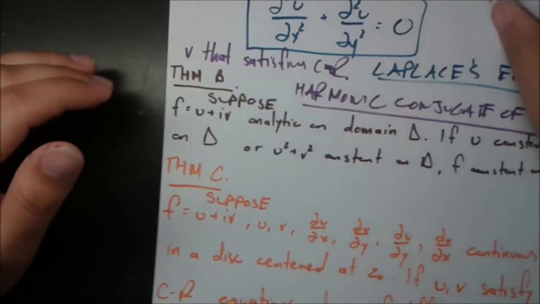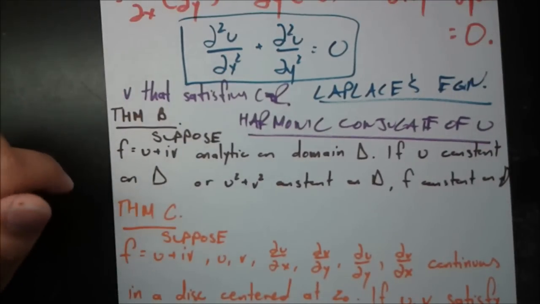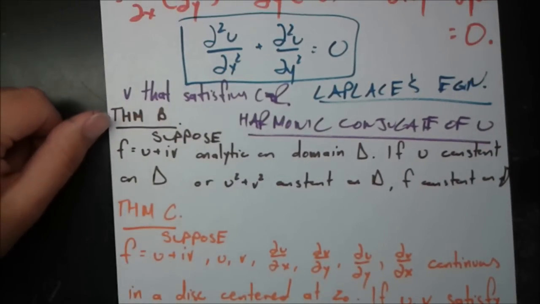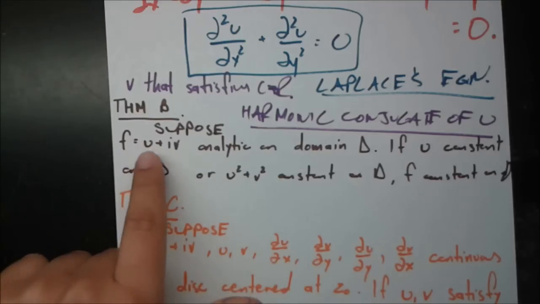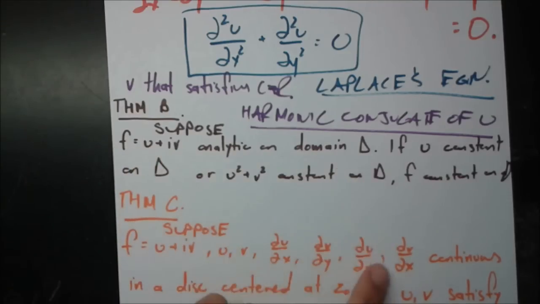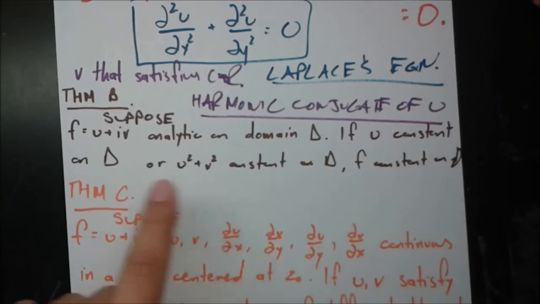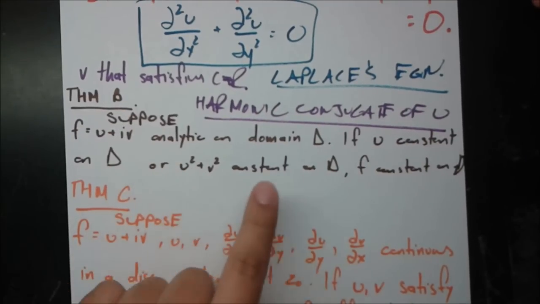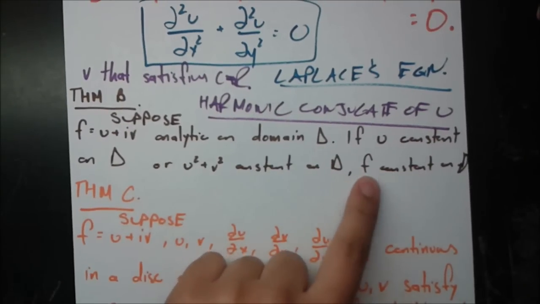So next thing we're going to do is just introduce a theorem. We're not going to apply it, but I will give a proof. This is called Theorem B. First we suppose that f equals u plus iv is analytic on a domain D. If u is constant on D, or u squared plus v squared is constant on D, then f is constant on D.